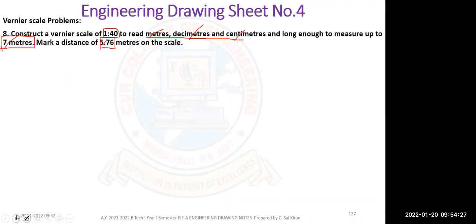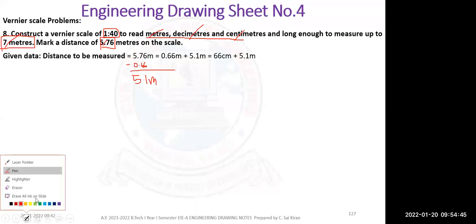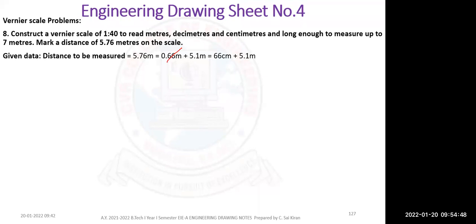Okay. So there are a few things. Distance to be measured is 5.76. So we have to divide this 5.76; I have to subtract 0.66. If I subtract 0.66, I'll get 5.1 meters. So it will divide as 0.66 meters from the Vernier scale and 5.1 meters from the plane scale. Total will become 5.76 meters. Okay. And next is the RF. RF they directly mentioned 1:40, so you can take directly 1:40. If they're not giving, you have to calculate.